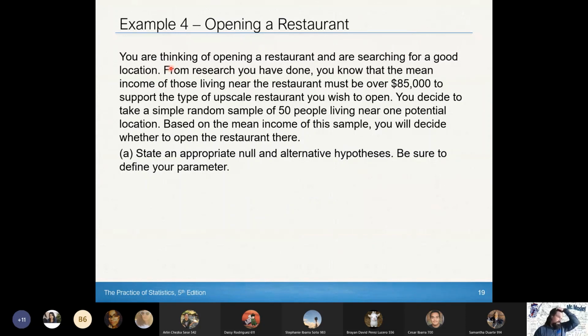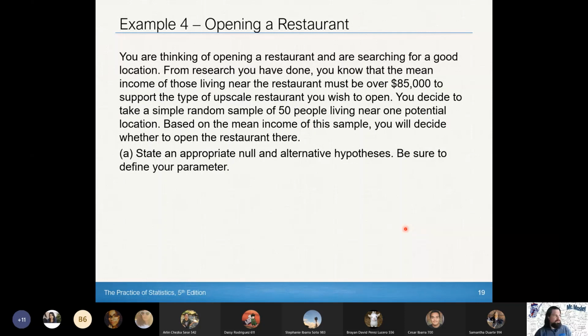So again, from research we've done, you know that the mean income of those living near the restaurant must be over $85,000 annually to support the type of upscale restaurant you wish to open. You decide to take a simple random sample of 50 people living near one potential location. Based on the mean income of this sample, you will decide whether to open the restaurant there. Right, so this is our context. First part of this question is state an appropriate null and alternative hypothesis, and be sure to define your parameter.